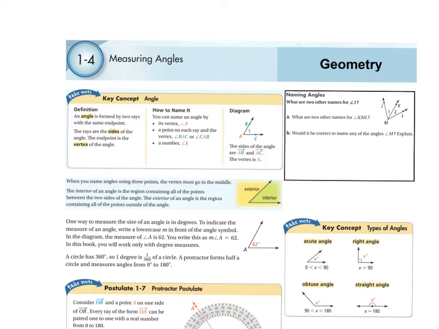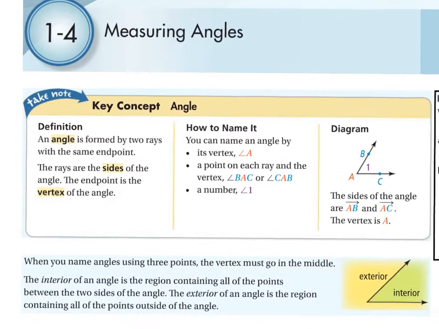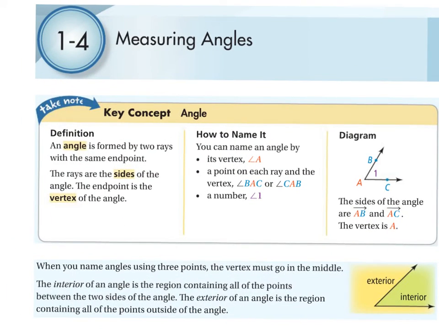Alrighty, in geometry section 1.4, it's all about measuring angles. So let's first start with the definition of an angle. An angle is formed by two rays with the same endpoint. The different parts of an angle: the rays are the sides and the endpoint is the vertex.